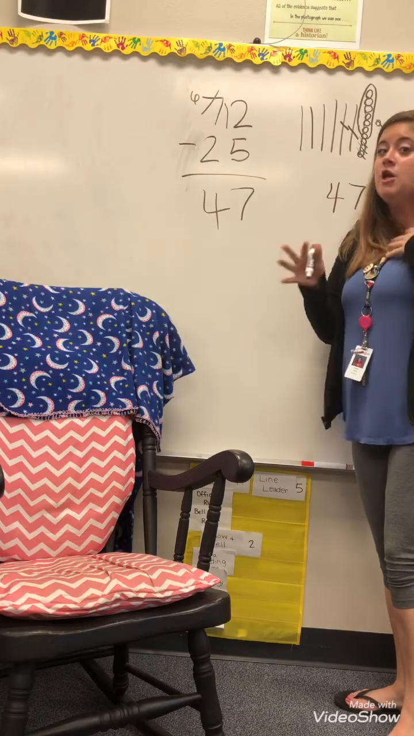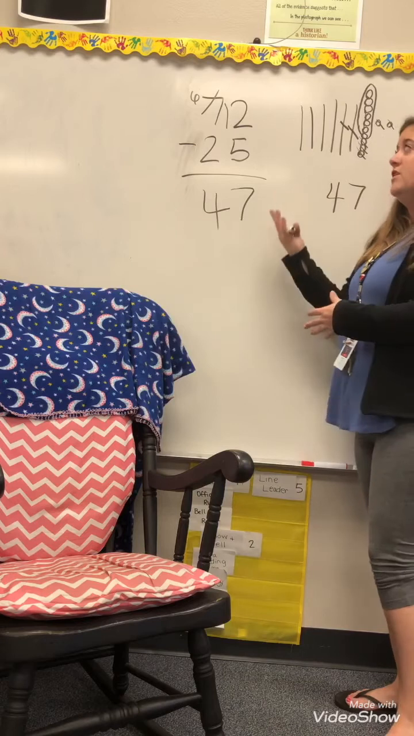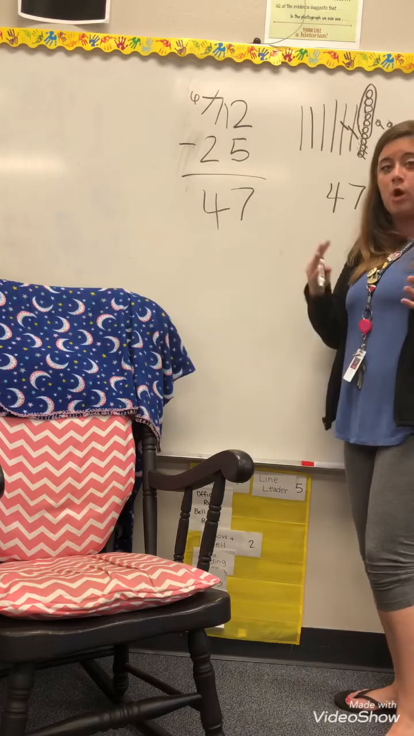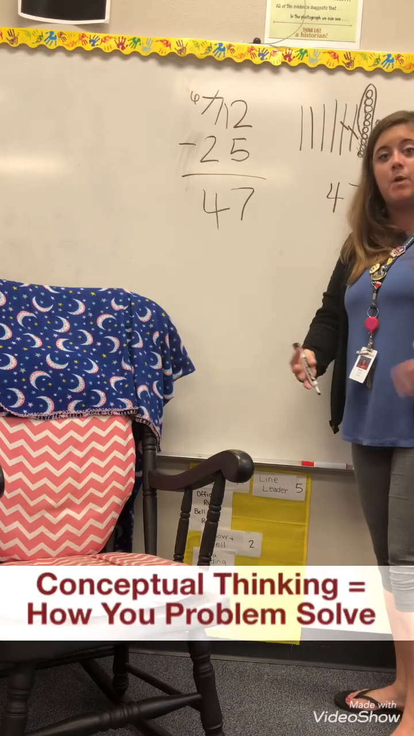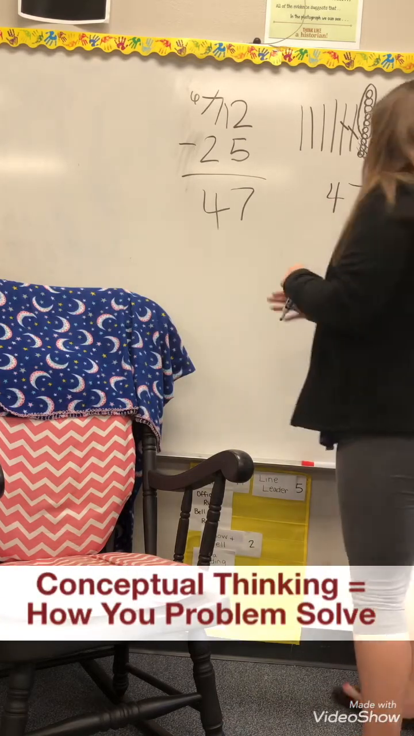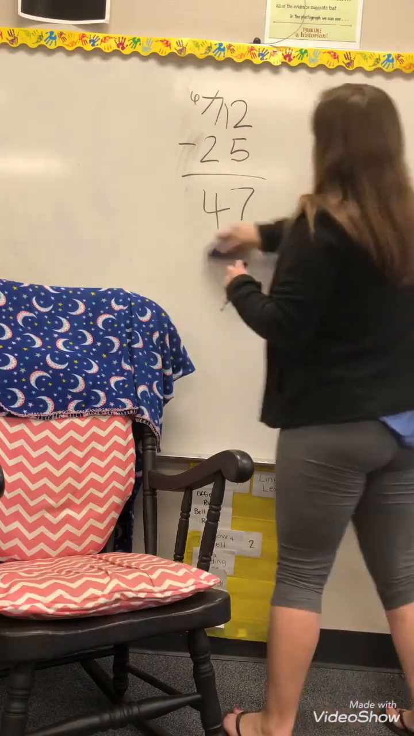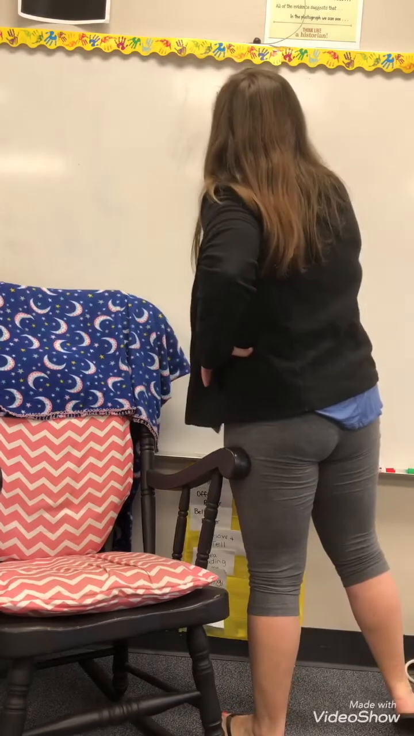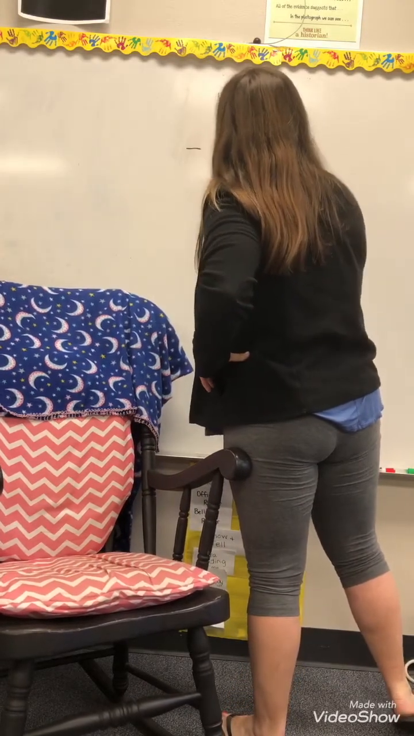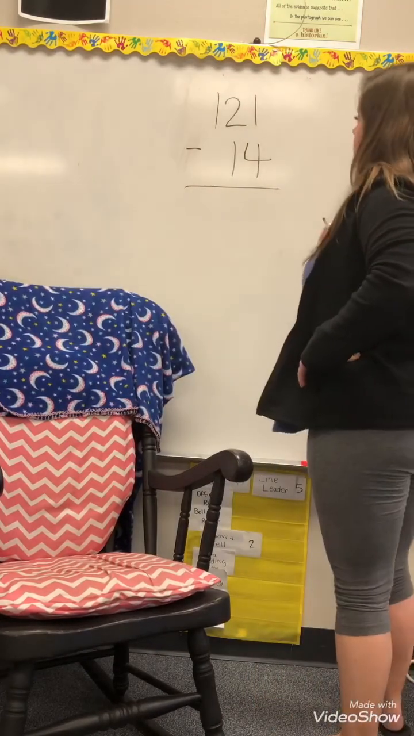So this is, again, just a way for me to know visually what they're doing and help them work through the process. It's also a way for them to be able to explain it to someone and show their conceptual thinking. The last one I'm going to do with subtraction is one with a triple digit, so you can see how we represent that. So if we have 121 take away 14, we're going to check it this way.